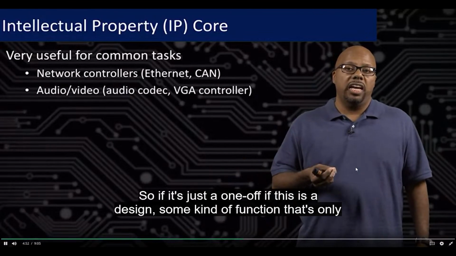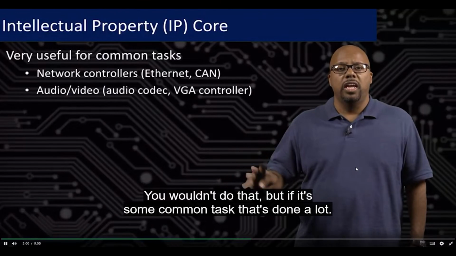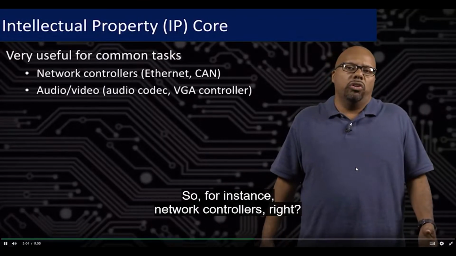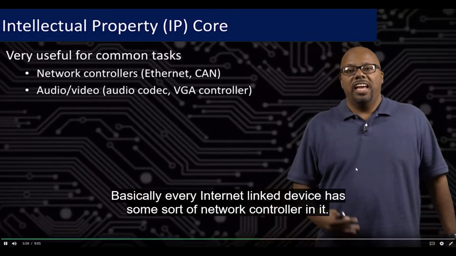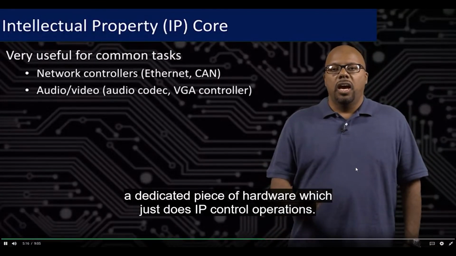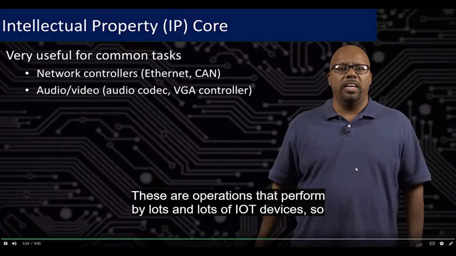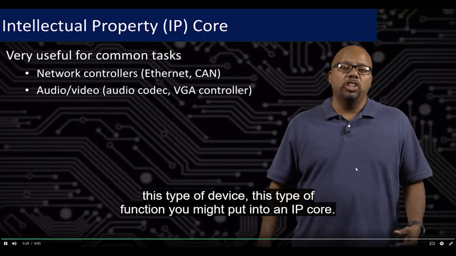So if it's just a one-off, some kind of function that's only done in this one system, then you would almost certainly not make an IP core and make a special purpose chip just for that. But if it's some common task that's done a lot, so for instance, network controllers, right? That's in a lot of systems. Basically, every Internet of Things device has some sort of network controller in it. So that type of thing you might implement as an IP core, dedicated piece of hardware which just does IP control operations. Audio video codecs, right? So encoding audio and video and compressing it and decompressing it, right? These are operations that are performed by lots and lots of IoT devices. So this type of function you might put into an IP core.